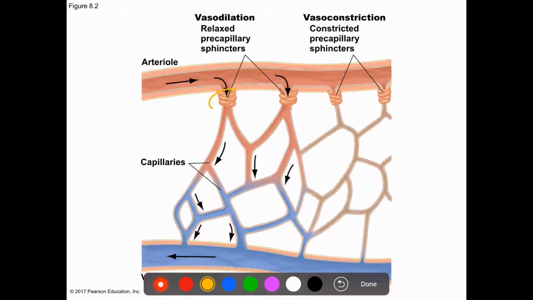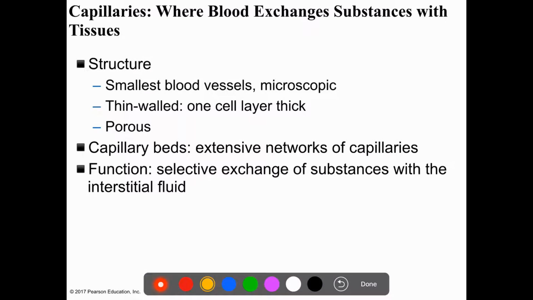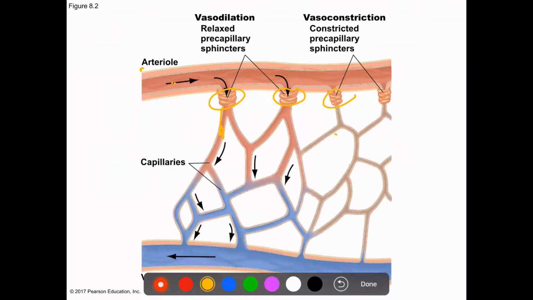These are the precapillary sphincters. As we said, these are controlling the blood flow from the arteriole into the capillaries. Now, the capillaries are usually made of one cell layer thick. So they are extremely thin, and they contain pores to allow exchange of materials. This extensive network of capillaries is usually called capillary beds, as we saw here. This is the capillary bed.